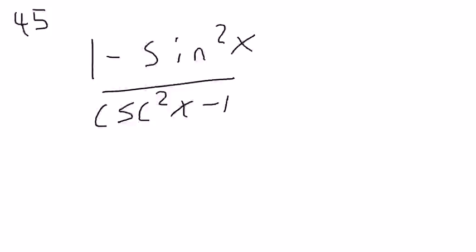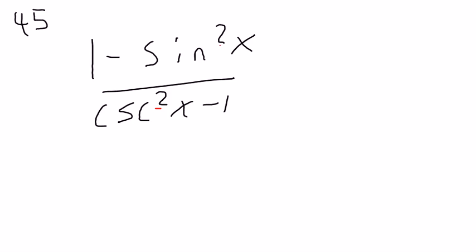Alright class, this is number 45. So first rule of thumb is you want to change things to sines and cosines. Now this is where you really don't want to do that, and I know that because I've been working with these problems enough that when I see a squared symbol, I'm going to want to use the Pythagorean identities instead. So let's see how that works.